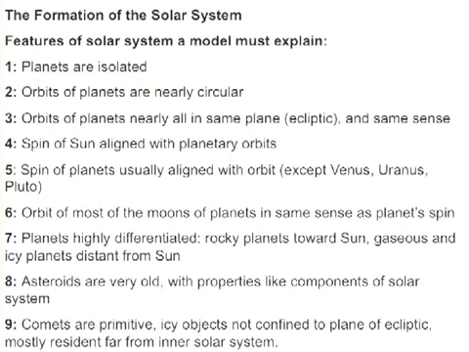Now the formation of the solar system. You have to explain this. The planets are isolated. The orbit of every planet is almost circular, not quite. Some of them are elliptical, but they're close to circular. The orbits are all in the same sense, in the same plane. The spin of the Sun is aligned with the planetary orbits. As I said, the spin of the planets is usually aligned. And why are there rocky planets toward the Sun, and gaseous and icy planets away from the Sun?